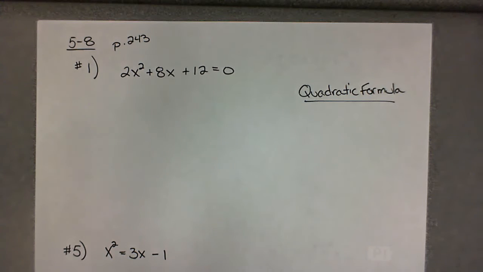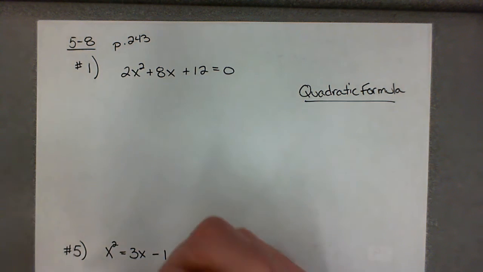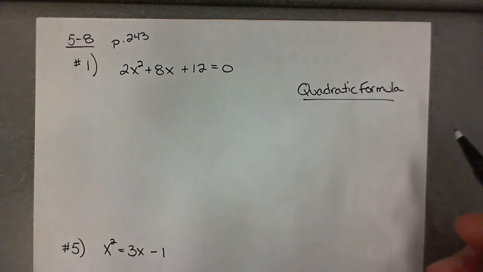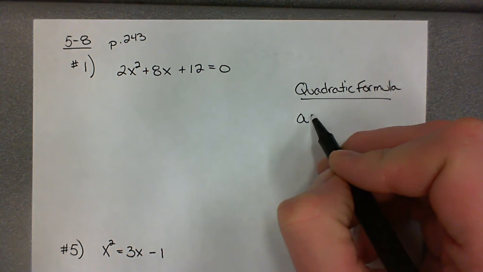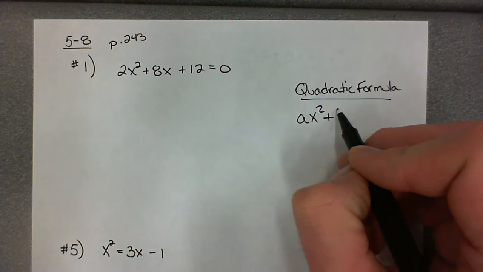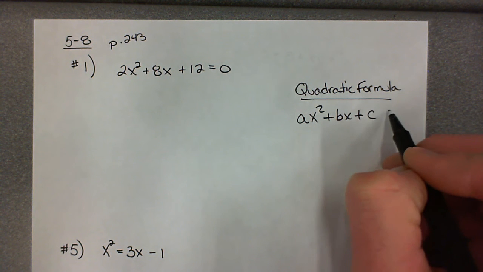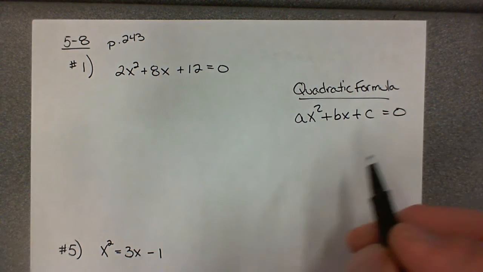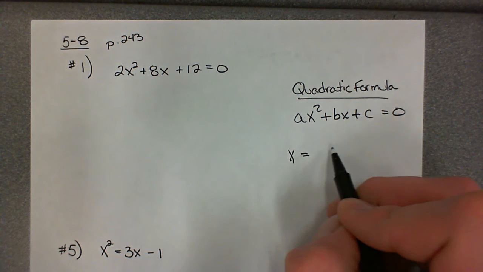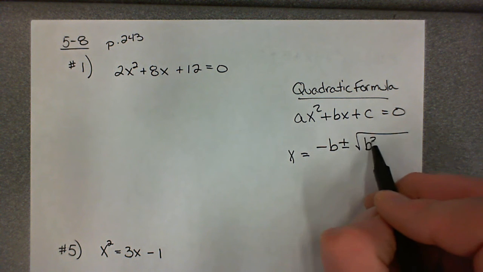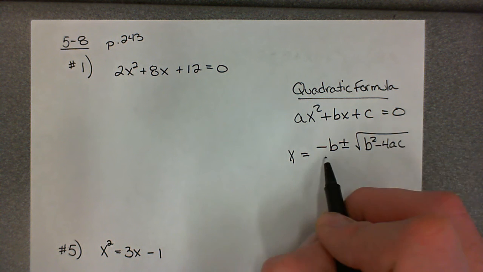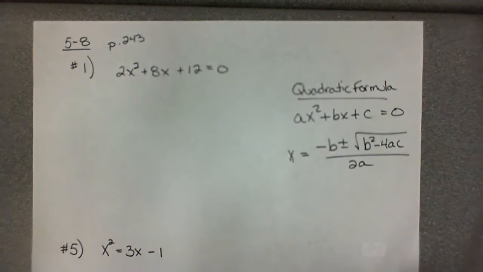Okay, let's look at a couple of the homework problems from section 5.8, the quadratic formula. We're going to start with 1 and 5. These are quadratic formula problems. So remember, the quadratic formula uses standard form ax squared plus bx plus c, and that has to be equal to 0. And then the quadratic formula is equal to the opposite of b plus or minus the square root of b squared minus 4ac all over 2a.